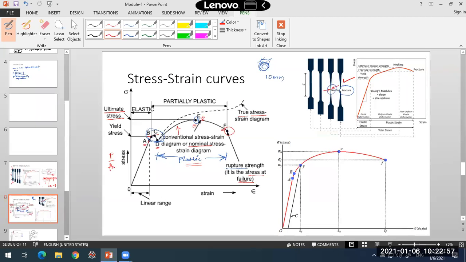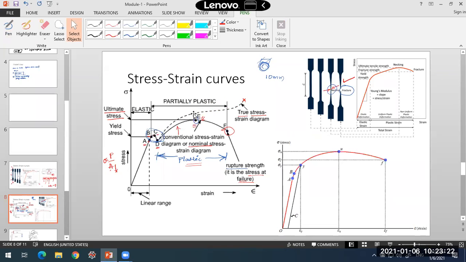When this area is reducing, the stress will also increase. If we are able to measure the change in the diameter at every instant of the stress, this is actually the curve that will come, and the specimen will fail over here at a stress much higher than the yield stress. That is where the specimen actually fails, and that is what we call the true stress.